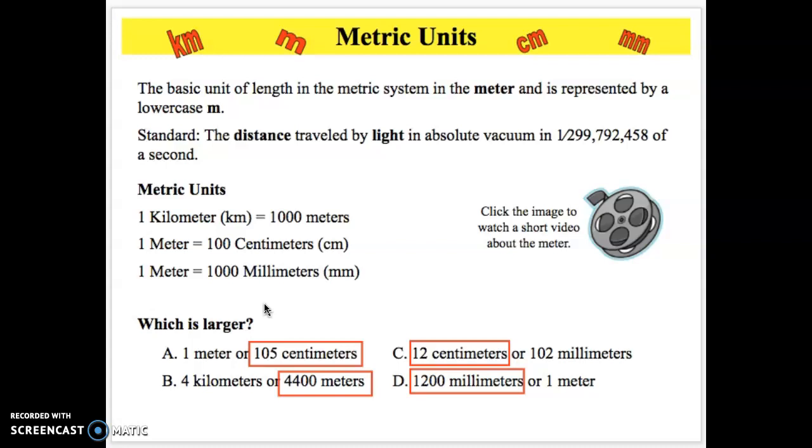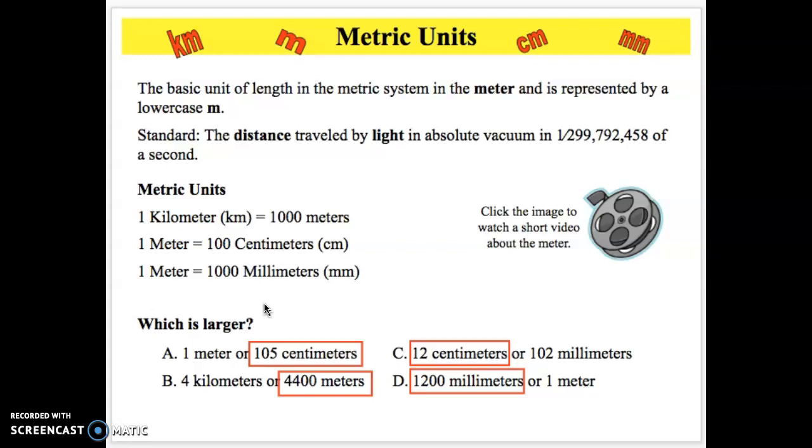Now the base unit of distance is a meter, which is symbolized by a lowercase m. We've talked about the standard for mass, you know, that cylinder in France. Well, the standard for distance is light that travels in a vacuum at a constant speed. And so we're able to tell the exact distance of light, and that's how we're going to find an exact meter in the metric system.